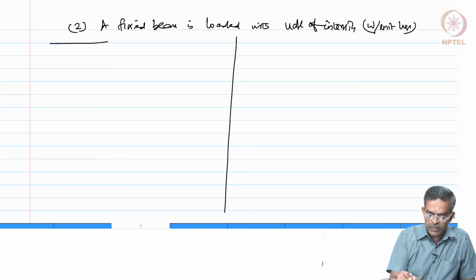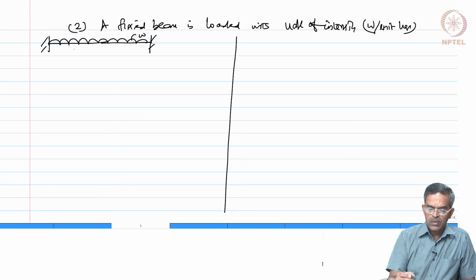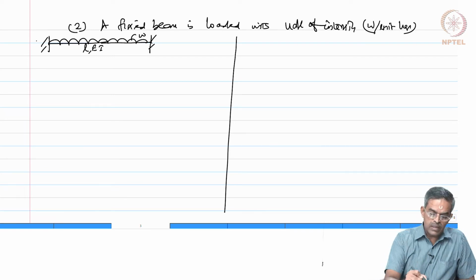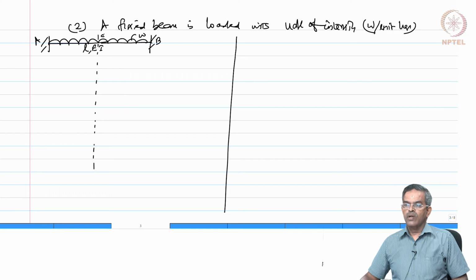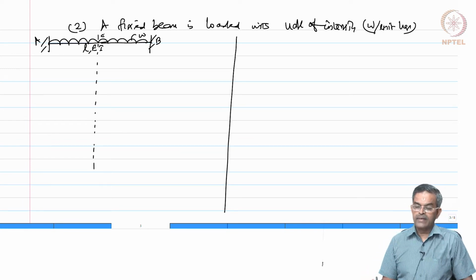Let us say I have a fixed beam subjected to uniform distributed load over a span of L, EI. Let us mark this as A and B. There is a critical section at the center, which will be C, because we all know for a beam under uniform distributed load, the maximum moment can also occur at the midspan of the beam. So, what we should do in static theorem?